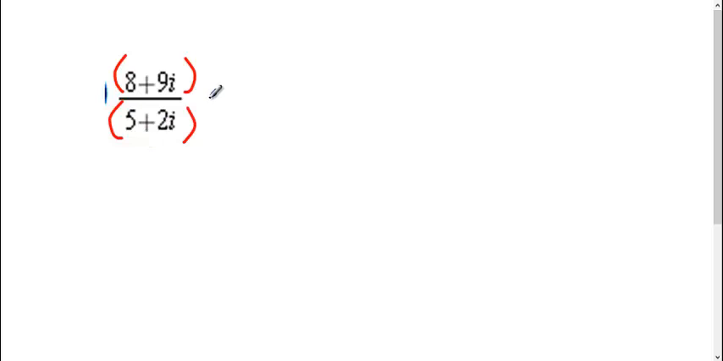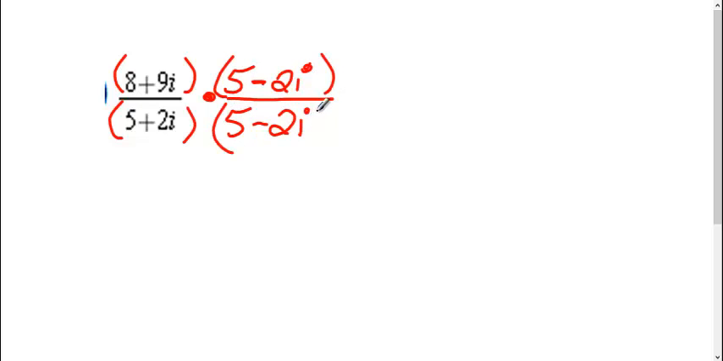So what we have to do is multiply by the conjugate. When I say multiply by the conjugate, what that means is you change the sign in the middle. So 5 minus 2i. We multiply the top and the bottom by the conjugate. Now I'm going to put parentheses around that because that's going to help me figure out what I need to do. So when we multiply fractions, we multiply across. So I'm going to have to FOIL on the top and the bottom.